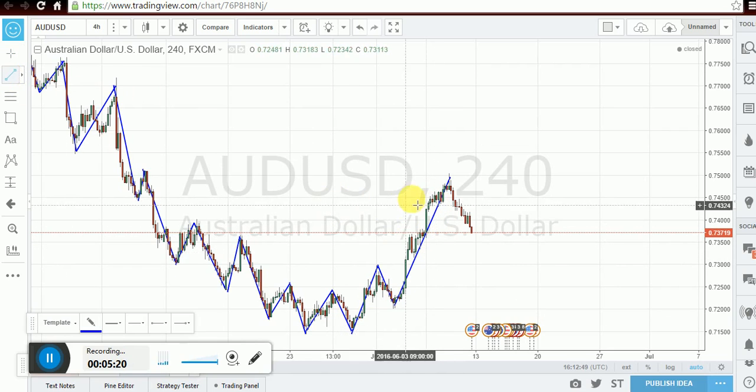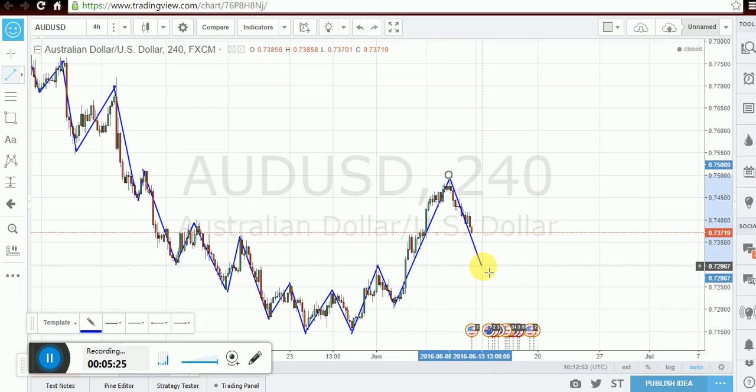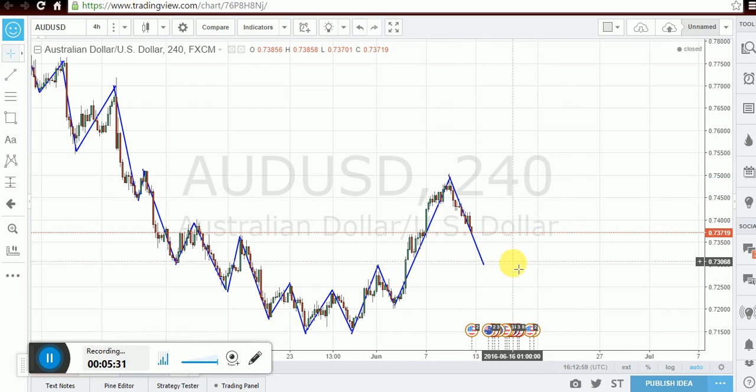Where is it likely going to go? The simple answer is previous structure. The market is likely going to come back here to the previous structure. And if it does that, what are you going to do? Obviously, you're going to go bullish. You're going to go long.